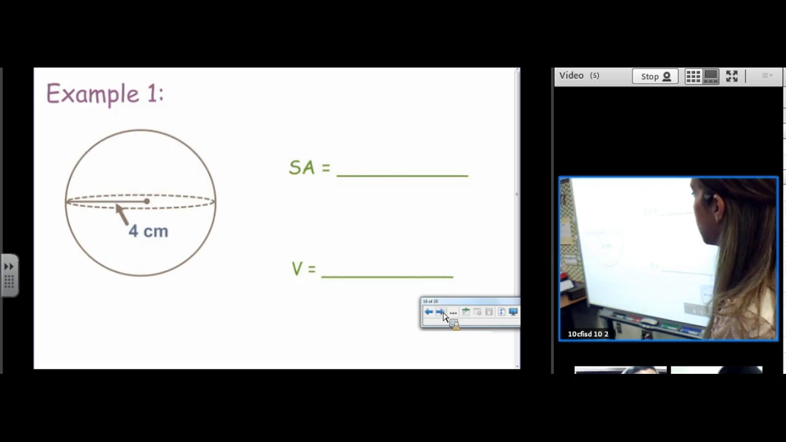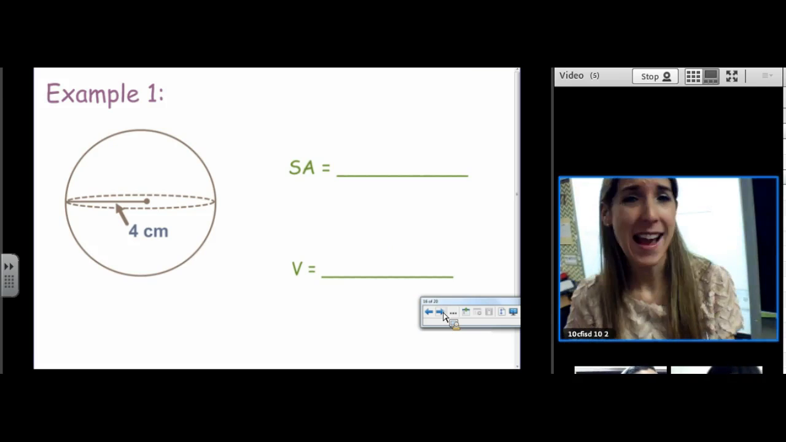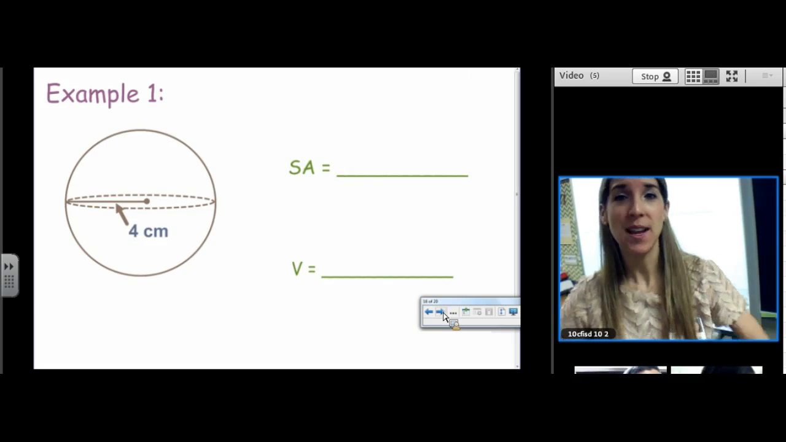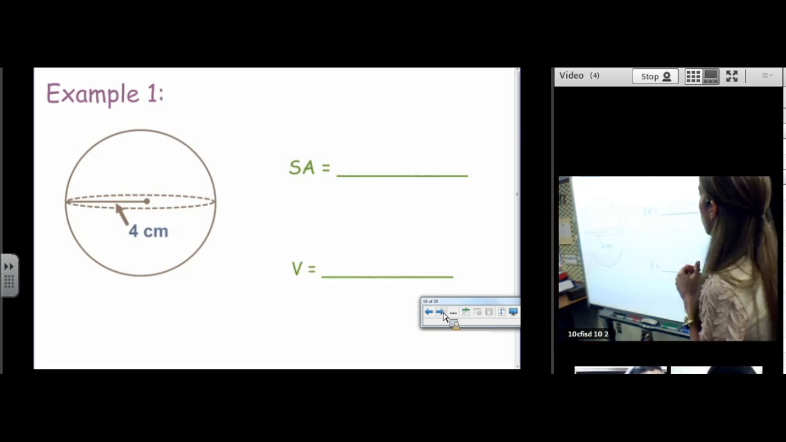Okay, let's do this. Example number 1. Let's plug into our formulas. Spheres don't have heights. They don't have slant heights. They don't have apothems. All they have is a radius. It's so cool. So what is the surface area?